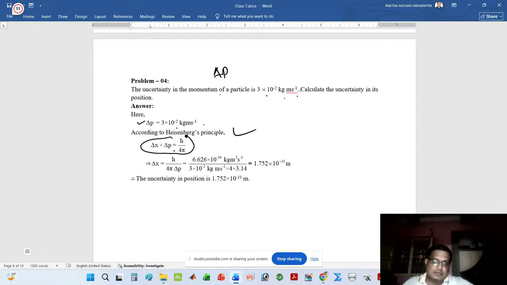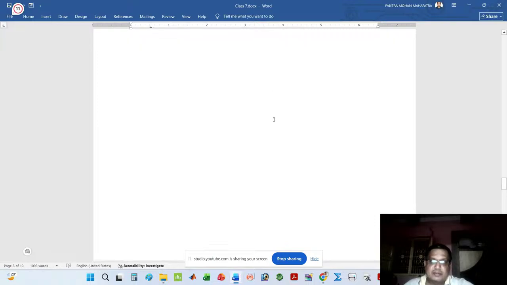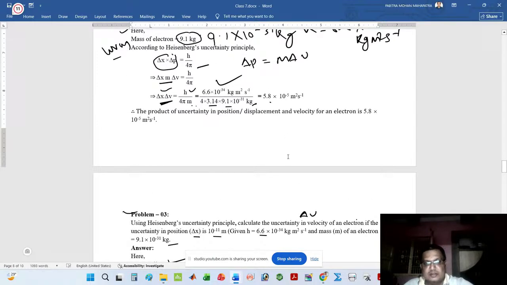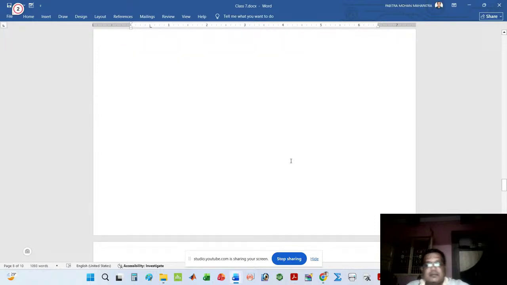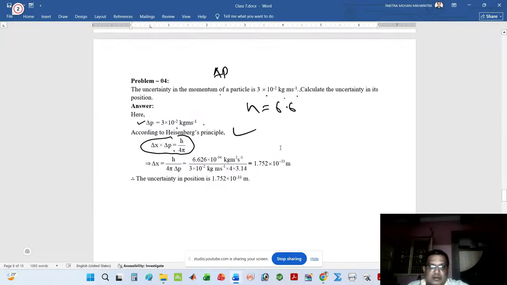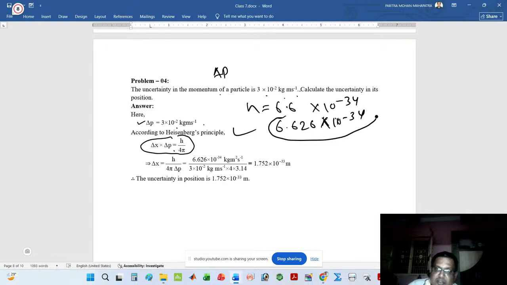H by 4 pi. Value of h is 6.6. Again, I want you to remember the value of h, that is 6.6 into 10 to the minus 34. You can put the value of h as 6.6 or you can put 6.626 into 10 to the power minus 34. Actually, this is the exact value, 6.626 into 10 to the minus 34.